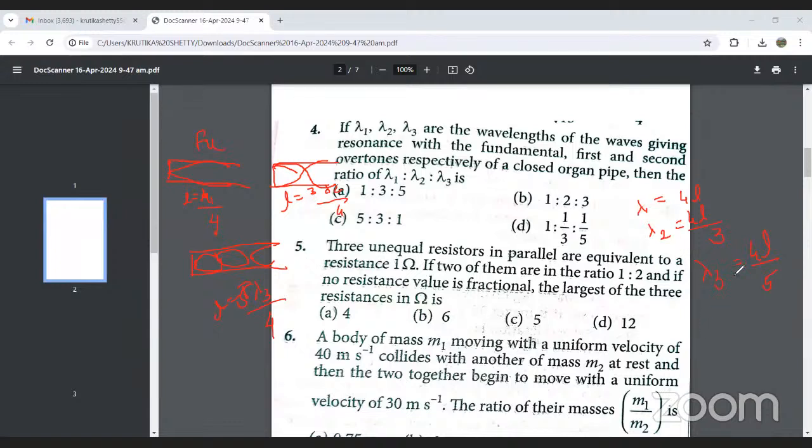So the lambda 1 is to lambda 2 is to lambda 3. If you see, 4 is there everywhere, so it cancels. So 1 is to 1 by 3 is to 1 by 5. Correct? Option D. Yes, option D. Yes, check. Understood?